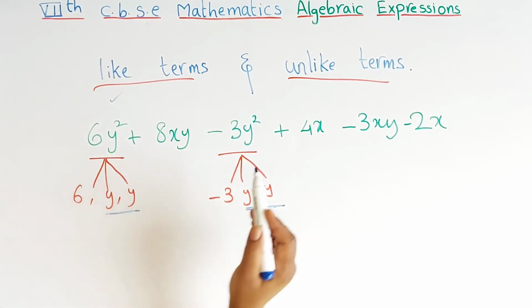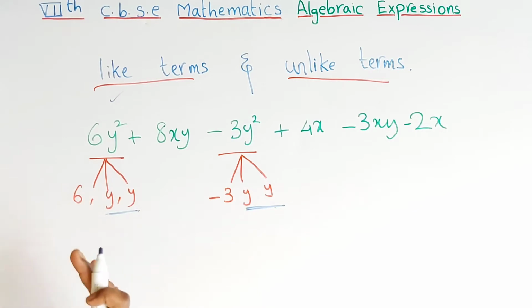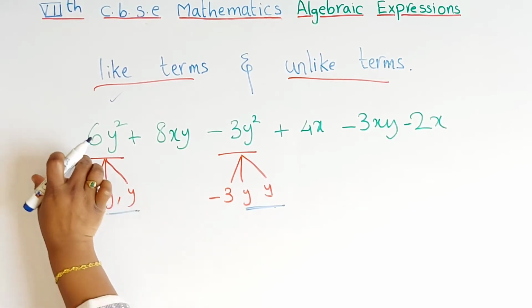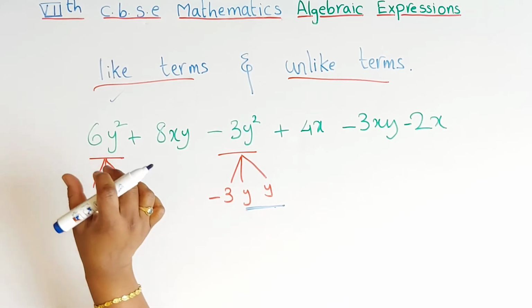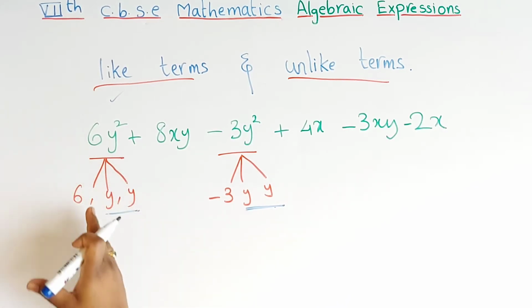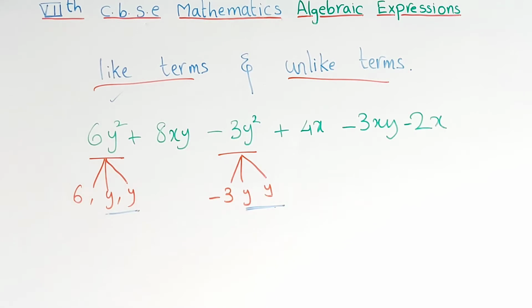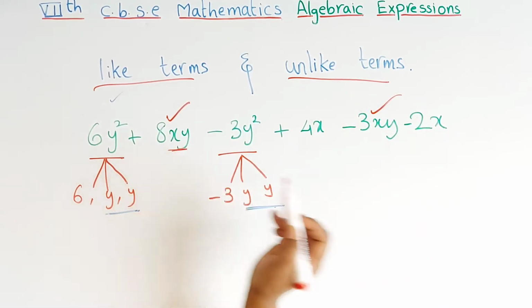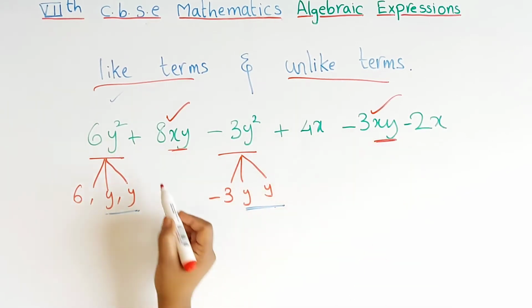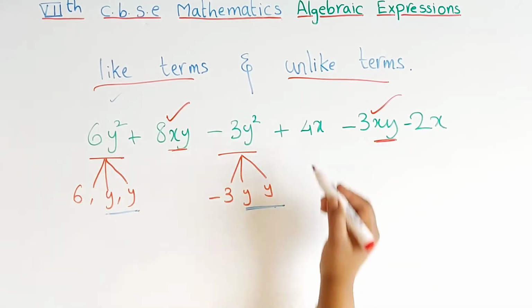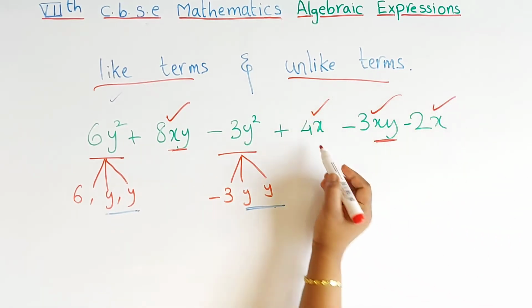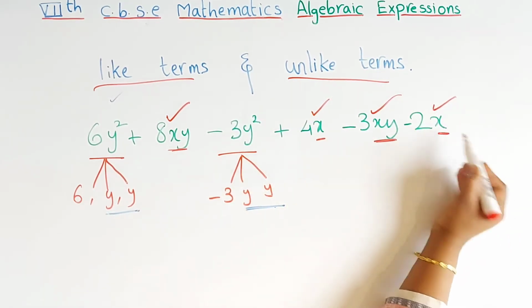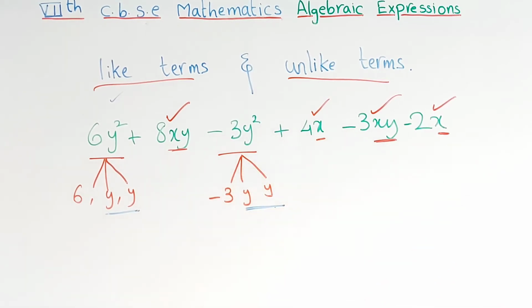Here also y square is there, here also y square is there. Except the numerical value, do not compare 6 and minus 3. Only take algebraic factors. Y square here. So I can say 6y square and minus 3y square are like terms. Now see 8xy and 3xy. Here also we have xy. Here also we have xy. So these two are like terms. 4x and minus 2x. Here also we have x and here also we have x. So these two are like terms.